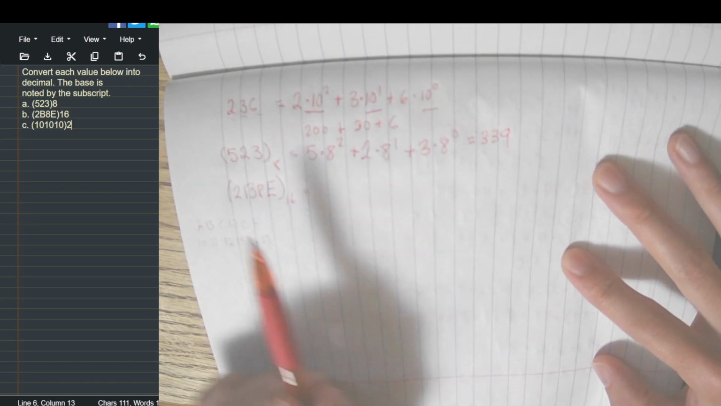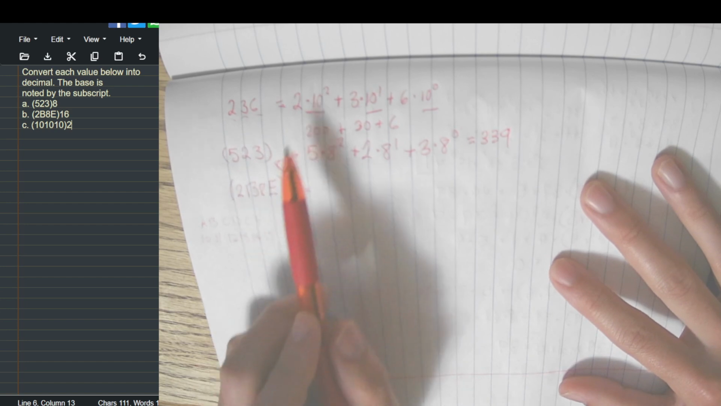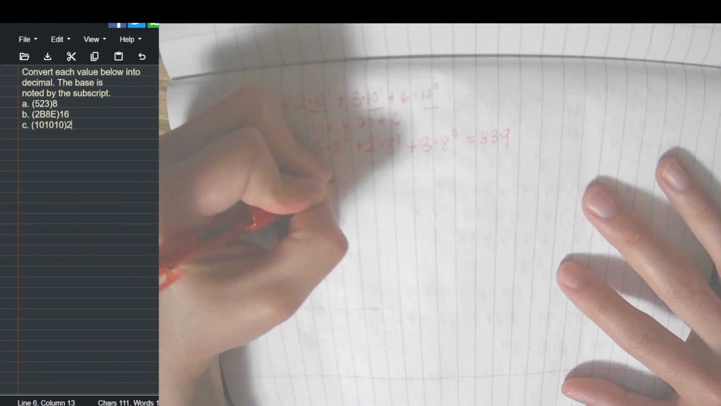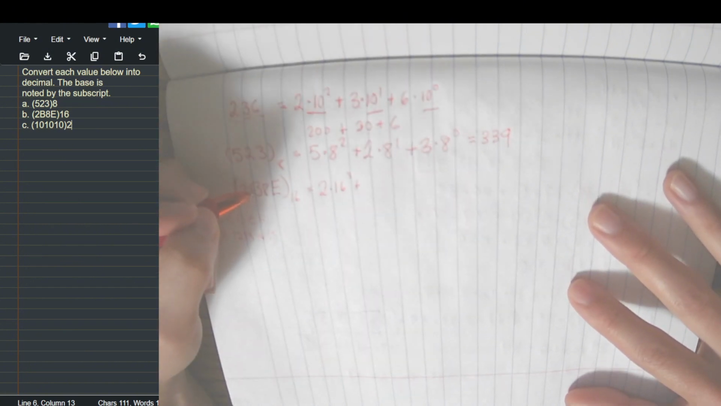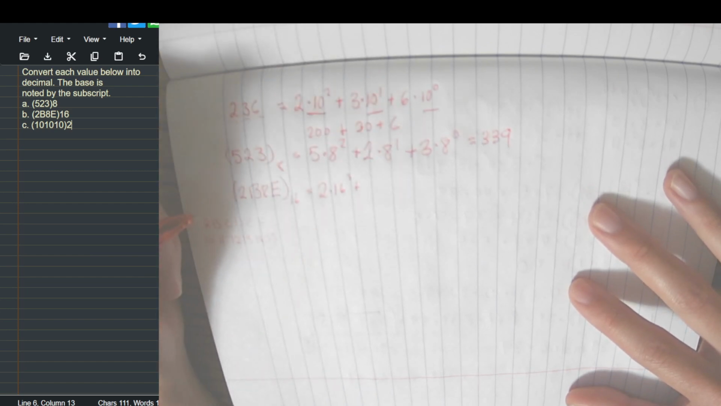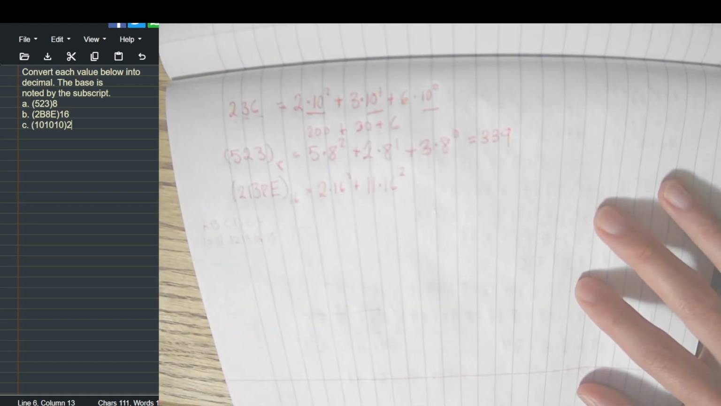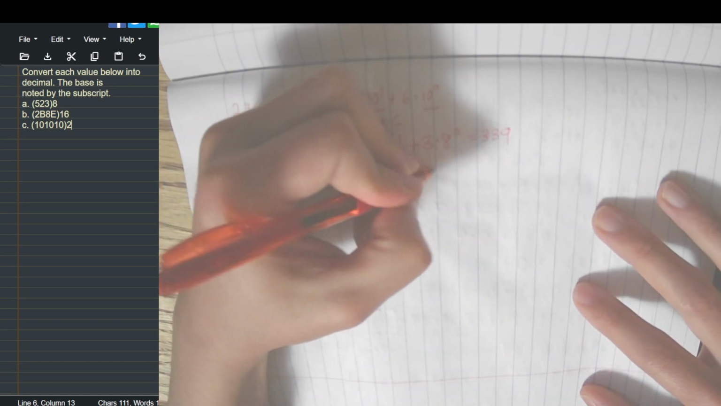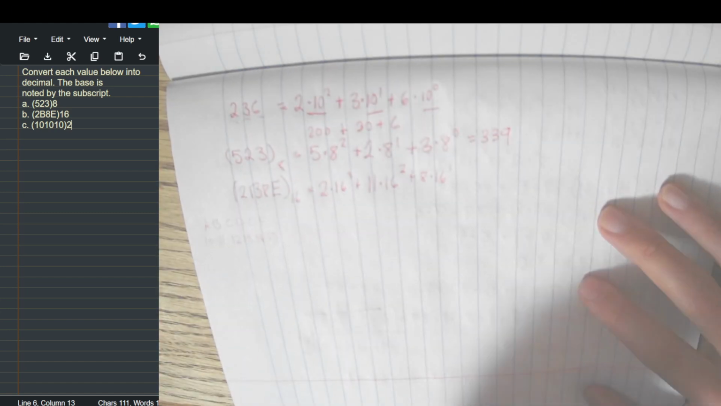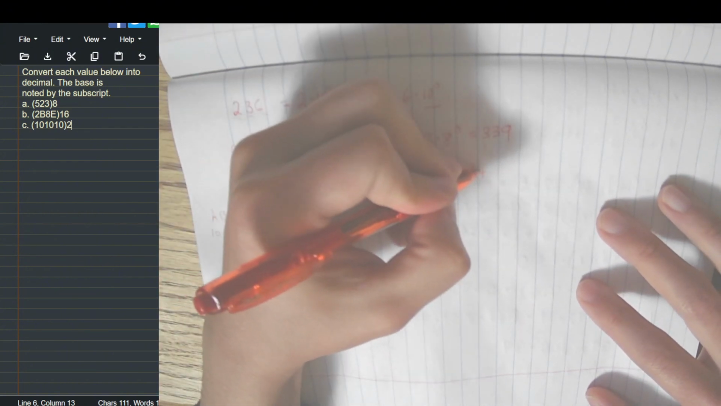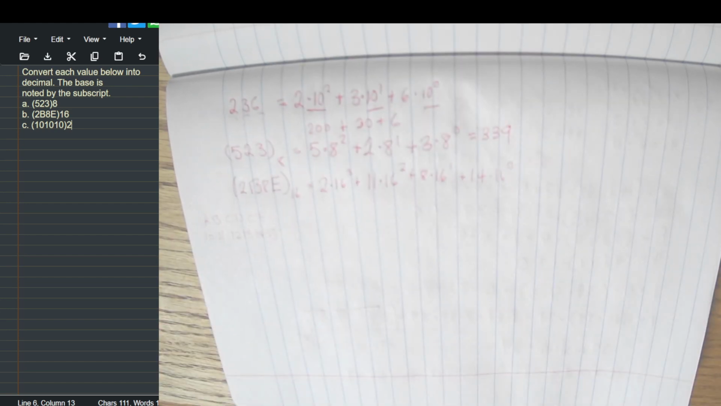So I can do the same thing here. This one has 4 digits, so instead of my maximum being a power of 2, it's going to be a power of 3. So I can do 2 times 16 to the power of 3 plus B times 16 squared, but B was 11. So I'm going to do 11 times 16 to the power of 2. And then I'm going to add 8 times 16 to the power of 1. And then I have E, which was 14, plus 14 times 16 to the power of 0.